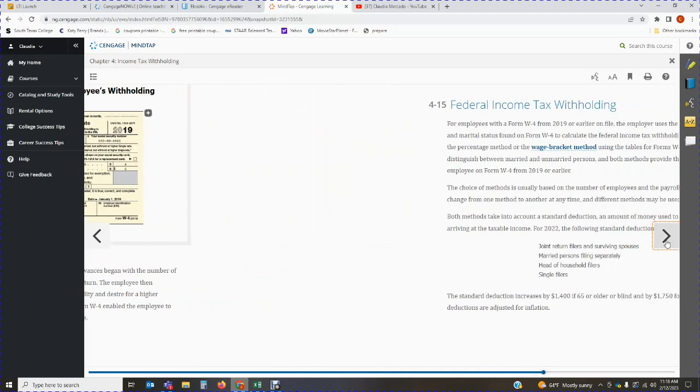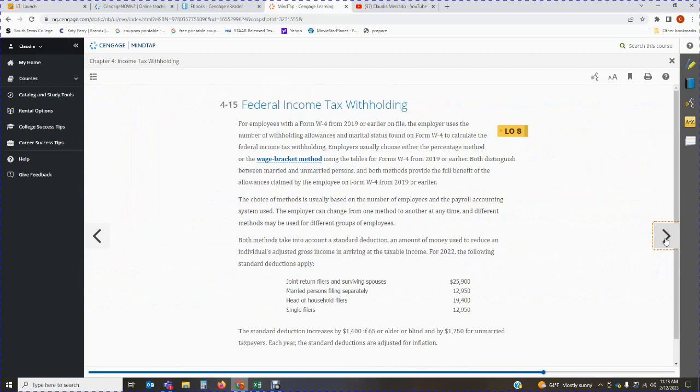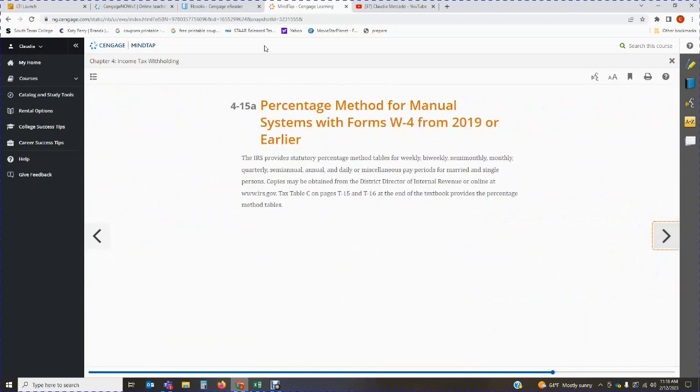So just make sure that you read through all of this information. What I want to get to is percentage method. Okay, so the IRS provides statutory percentage method tables for weekly, bi-weekly, semi-monthly, monthly, quarterly, semi-annually, annually, and daily, or miscellaneous pay periods for married and single individuals. Okay.